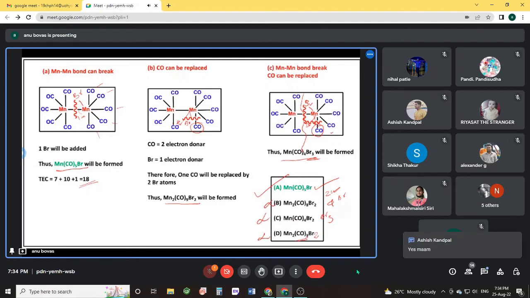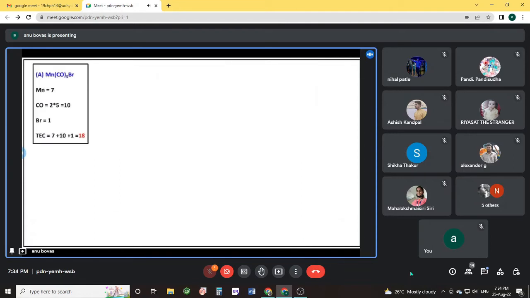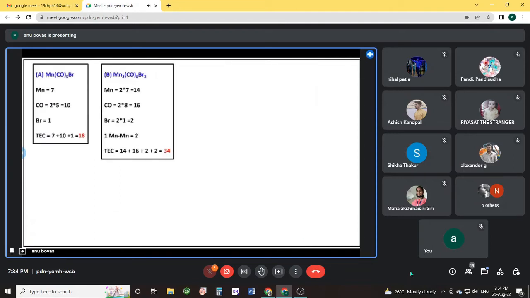Yes, ma'am. Okay. So this question can be solved in another method also. This is a method where we solved from the question and derived an answer. Another method is that from the options itself we can get to an answer. This can be done with the help of the 18 electron rule, where we will find out whether each option follows the 18 electron rule or not, and then we can understand which one is the correct option.